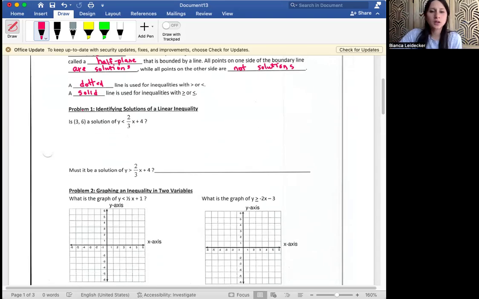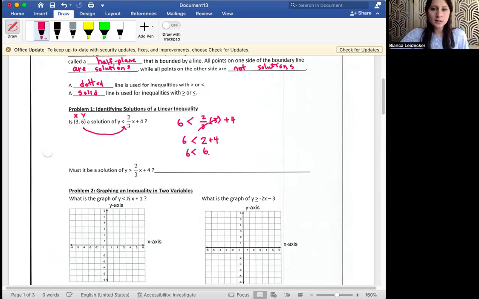So let's take a look at the first example where we're given an ordered pair and we have to substitute the values in place of the variables in the inequality and see if this solution is valid or invalid, if this is true or not true. So if I have an ordered pair, 3 is my x, 6 is my y, which means when I plug this in, I'm going to rewrite this as 6 is less than 2/3 times 3 plus 4. So 2/3 times 3, this cancels. 2 plus 4 is left. And the result is 6 is less than 6.